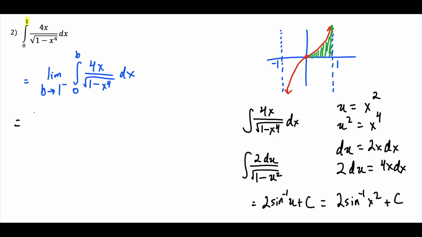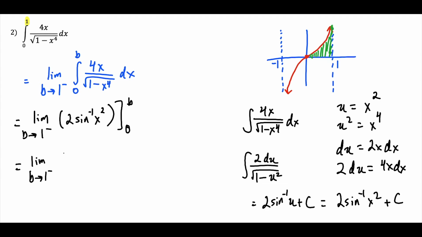So for the next part, we have the limit as b approaches 1 from the left side, and the antiderivative without the plus c is 2 sine inverse of x squared. And our limits are going from 0 to b. And now from here, to work this out, we just use the fundamental theorem of calculus. So we're just going to plug in the limits and subtract. We've got 2 times sine inverse of b squared minus 2 times sine inverse of 0 squared.